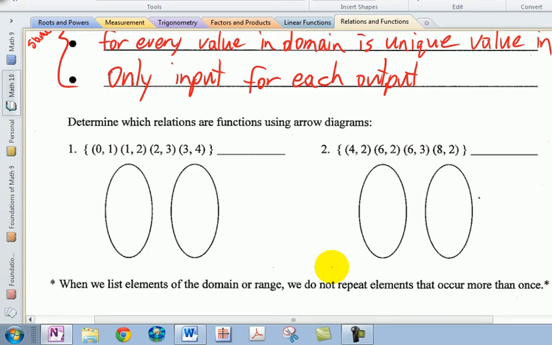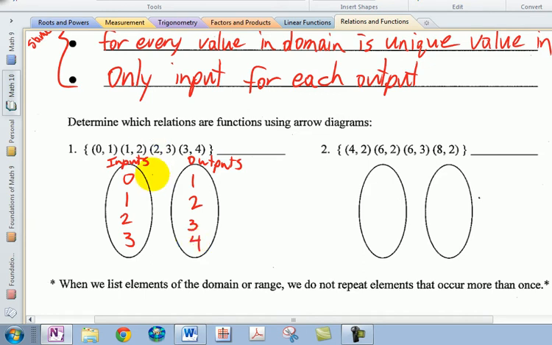So we're going to determine which ones are functions using an arrow diagram. This is going to be our inputs, and this will be our outputs. What we do is we put the data of our inputs down on the left: 0, 1, 2, 3. Our outputs will be 1, 2, 3, 4.